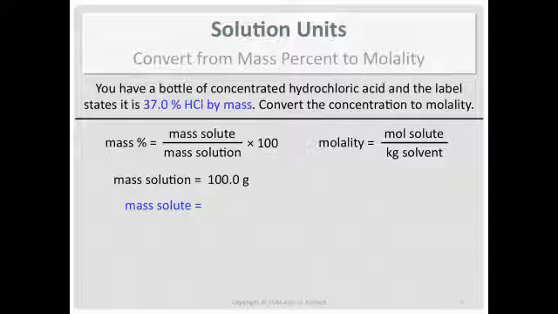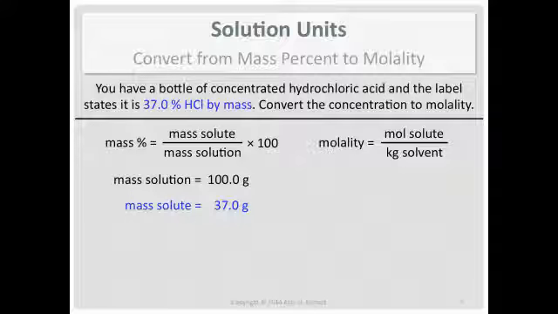What did we say the solute is? Well, it's hydrochloric acid. And hydrochloric acid is HCl dissolved in water. So that makes HCl the solute. And we're not told how much we have in grams, but we know that 37.0% of it is HCl. Therefore, since we chose 100 grams for our solution mass, that makes the solute mass easy, 37.0 grams.